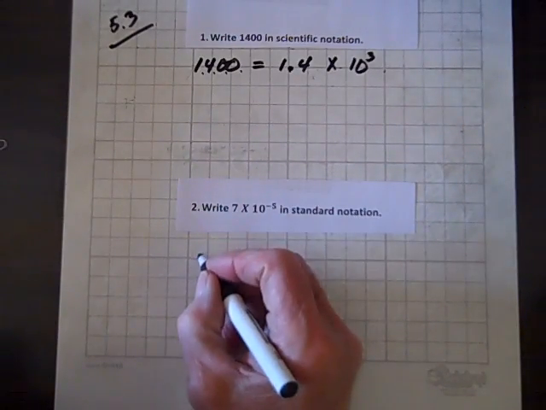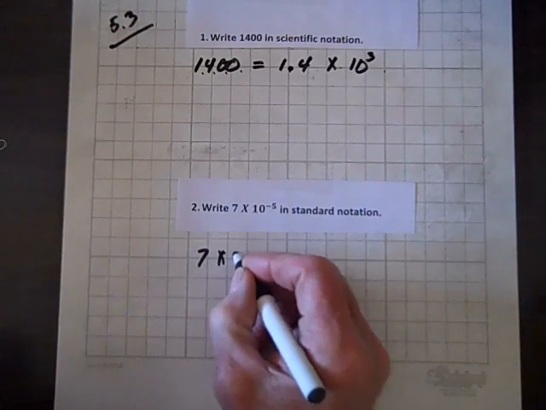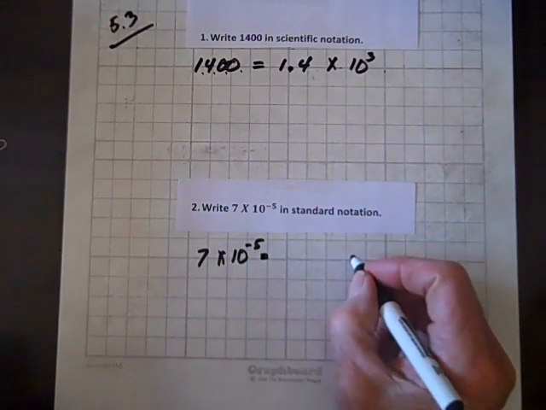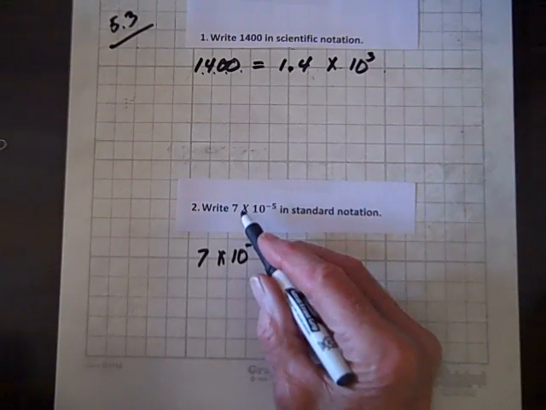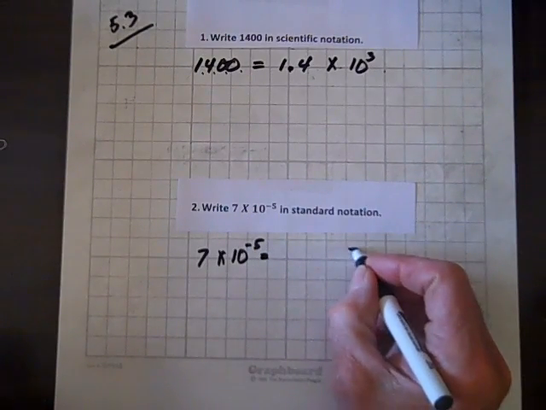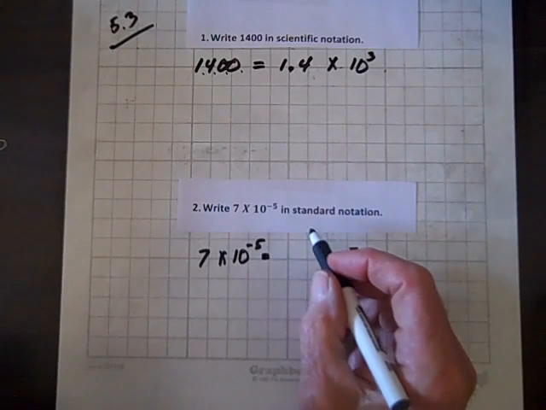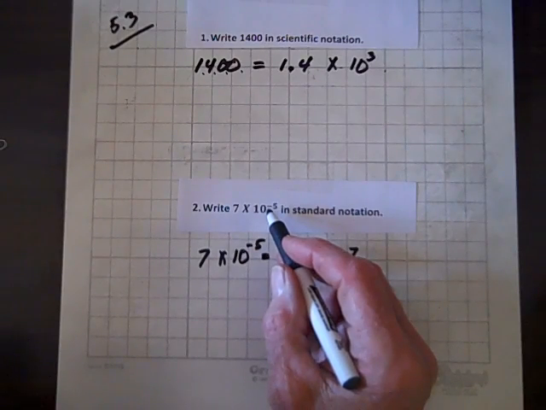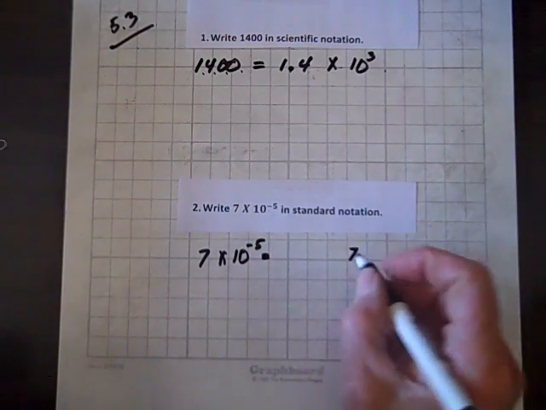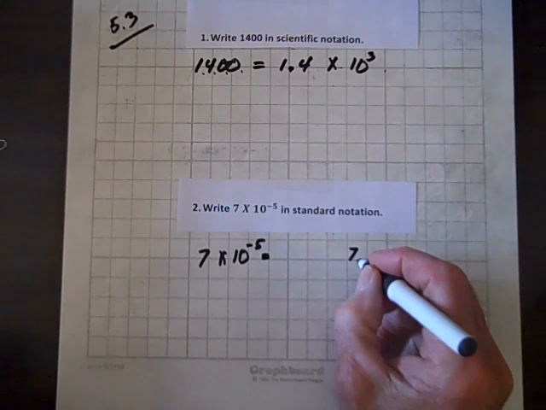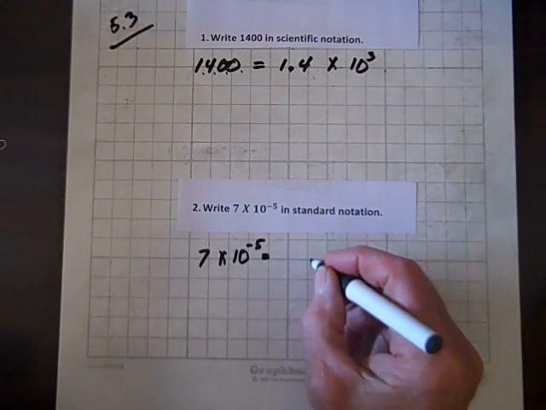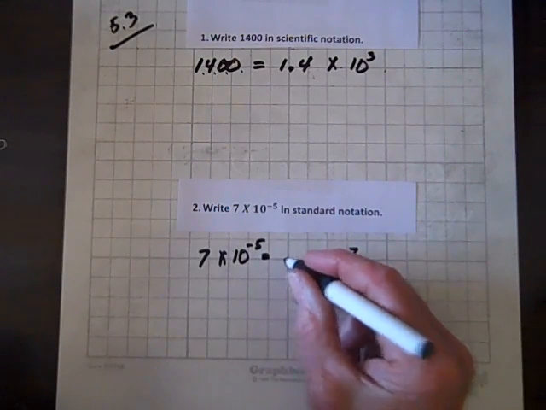Let's try this one. 7 times 10 to the negative 5 equals. Well, we know we've got to have a 7 there. And this says move the decimal to the left. That's negative 5. So here's our decimal. We've got to move it over 5 places. 1, 2, 3, 4, 5.